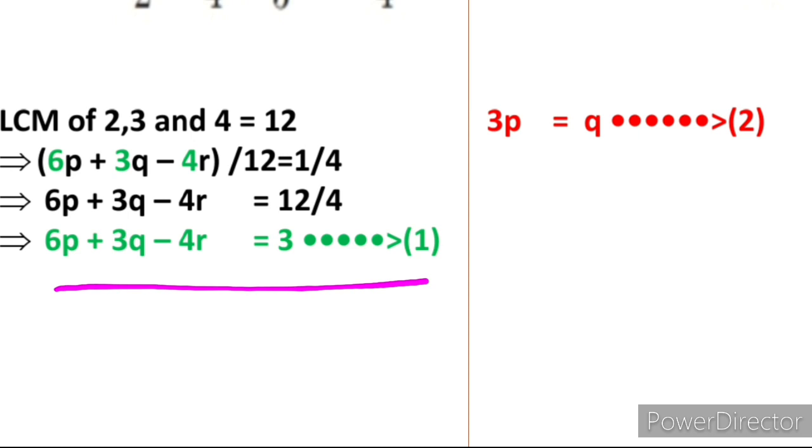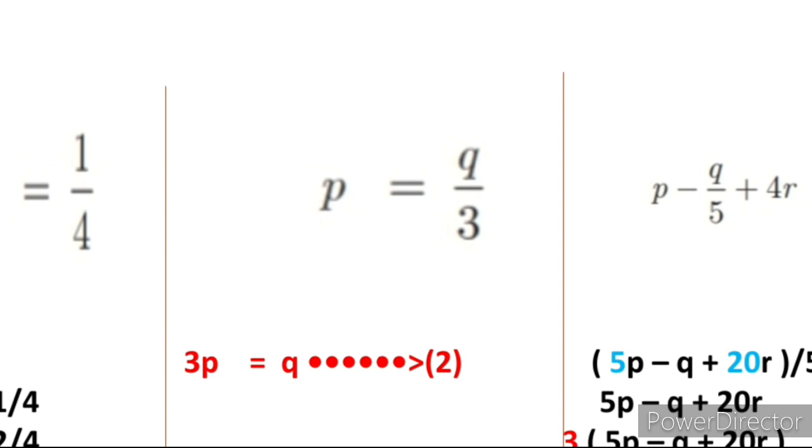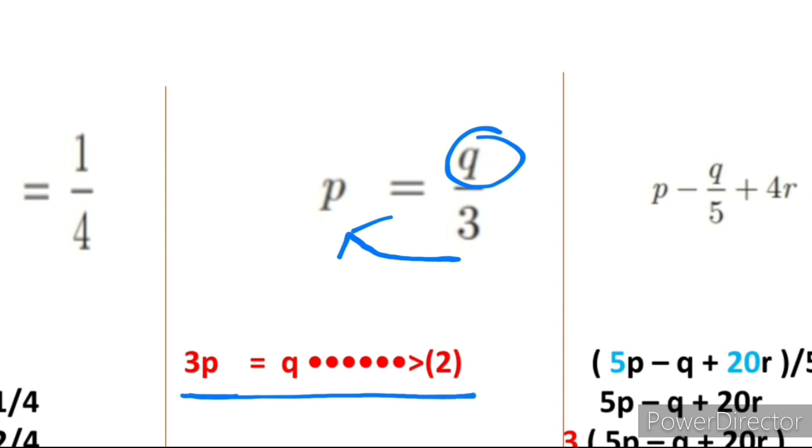Come to the second equation. Here p is equal to q by 3. Cross multiplying, what do you get? 3 into p is 3p is equal to q. So we get the second equation, 3p is equal to q. Let it be equation 2.